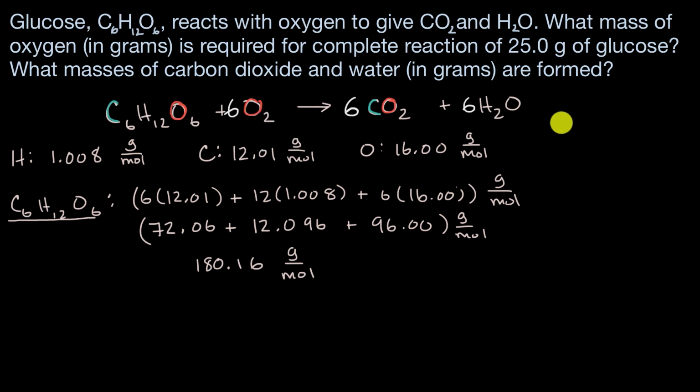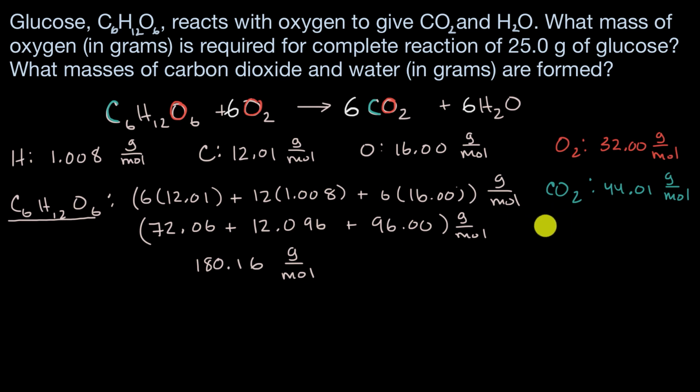And now let's think about the other molecules. If we think about oxygen, I'll do that over here to save space. Oxygen, that's pretty straightforward. A molecular oxygen molecule just has 2 oxygen atoms. So it's going to be 2 times this. It's going to be 32.00 grams per mole. And then carbon dioxide is going to be 2 oxygens plus 1 carbon. So it's going to be this plus 12.01. So that's 44.01 grams per mole.